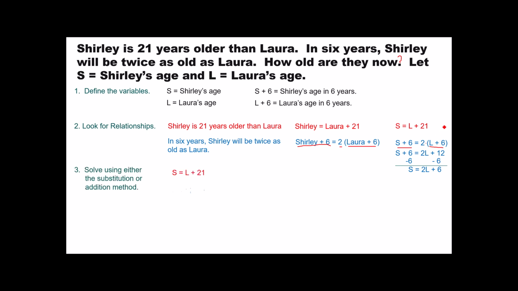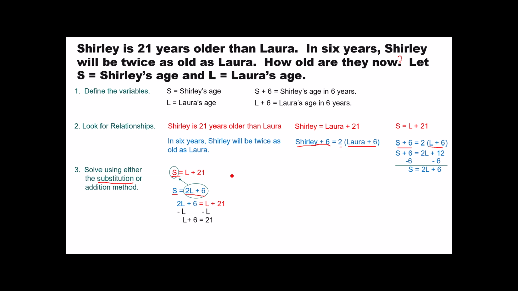Step 3. I have my 2 equations. I can either use substitution or addition. Notice that in both these equations, the S is by itself. If you ever have a variable by itself, that is usually an indication that substitution is going to be easier. So I'm going to take that 2L plus 6 and plug it in for S in the first equation to create this new equation. Notice all I've done is take that first equation, replace the S with a 2L plus 6 to get this new one.